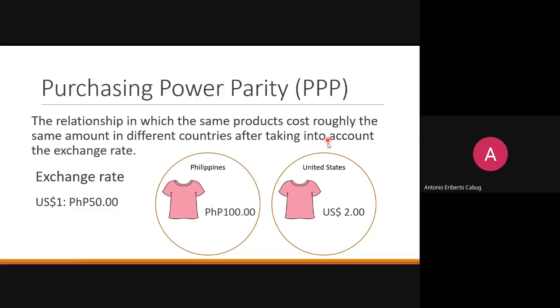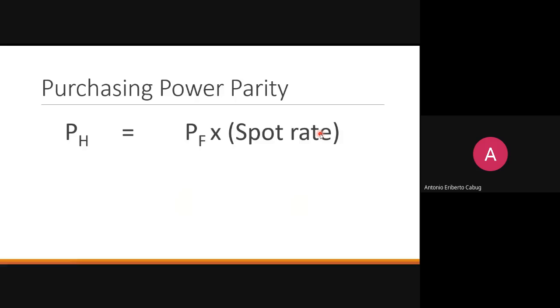To be specific, we call this absolute PPP. It is consistent with the law of one price. The law of one price, that's absolute PPP. If you want to take the item price in our home currency, all you have to do is look for the item's price in a foreign currency and multiply it by the spot rate.